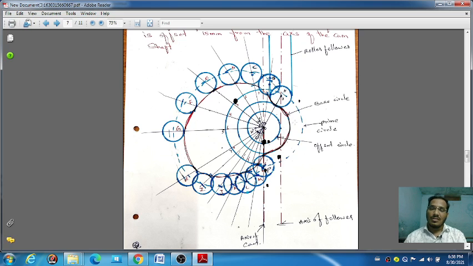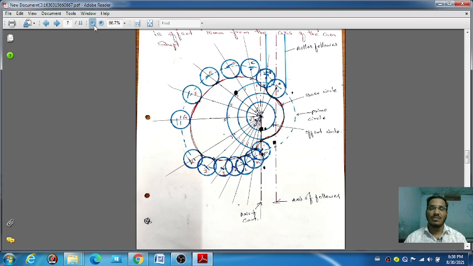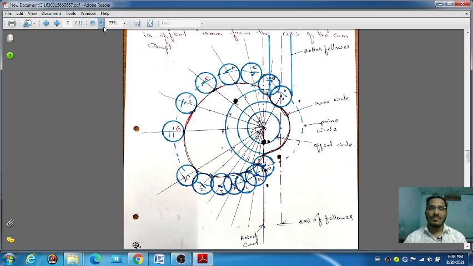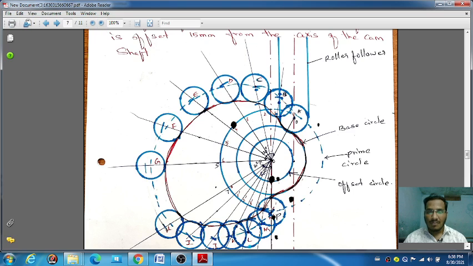Okay, this is your base circle. This is your offset circle, due to the distance of the axis of the follower, and the bigger one is your prime circle. Okay, like that. After that you have to draw the outstroke. This is your outstroke 120 degree. I am zooming this figure so you can see the value. From here to here, this is your outstroke 120 degree.